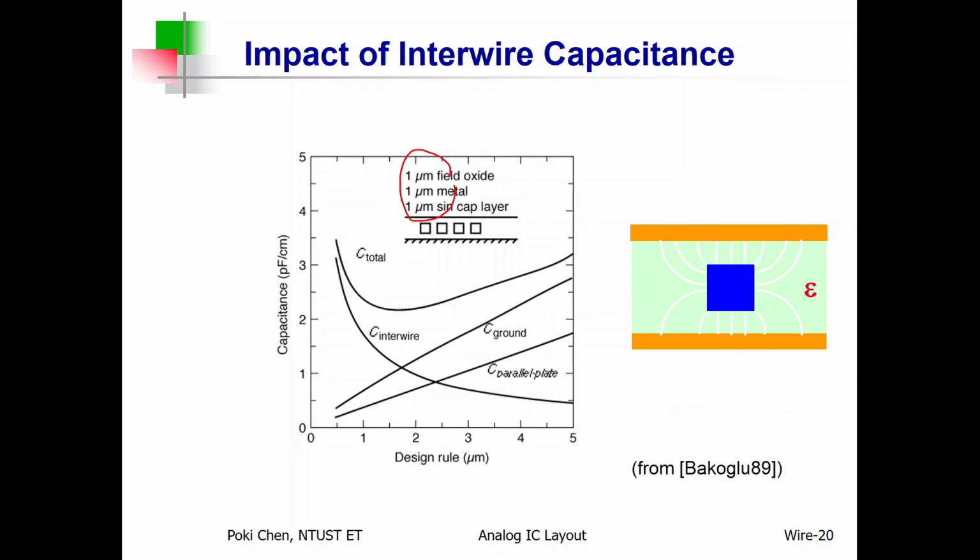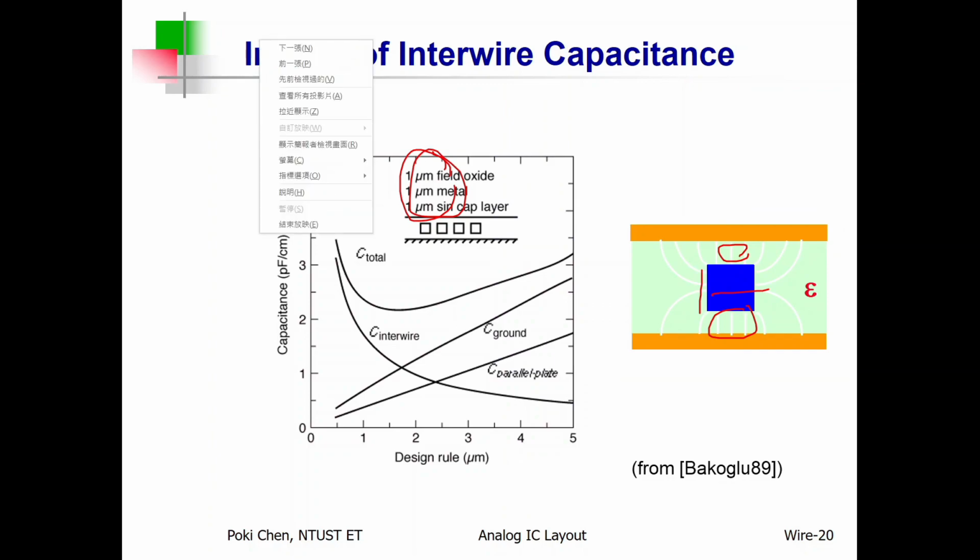Everything is normalized. The width is 1 micron. The thickness is 1 micron. The gap, the spacing is 1 micron. It is not real, right? Everything is normalized to 1 micron. So if you are interested, you need to denormalize it by yourself according to your technology file.